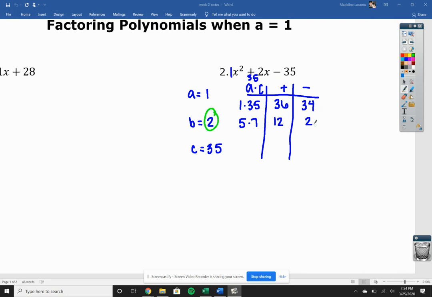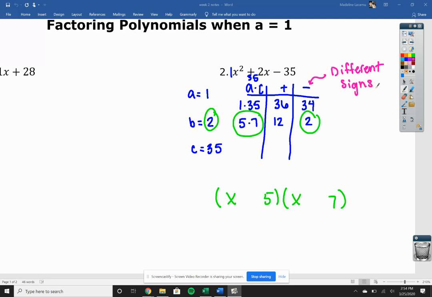Now our b value is a 2. So that tells us we're going to be using the 5 and the 7, because those are in the same row. So I have x, and we know we're going to use a 5 and a 7. But this time, if we look, it's in this subtraction column. So that means different signs. So that means one of these needs to be a plus and the other needs to be a minus.